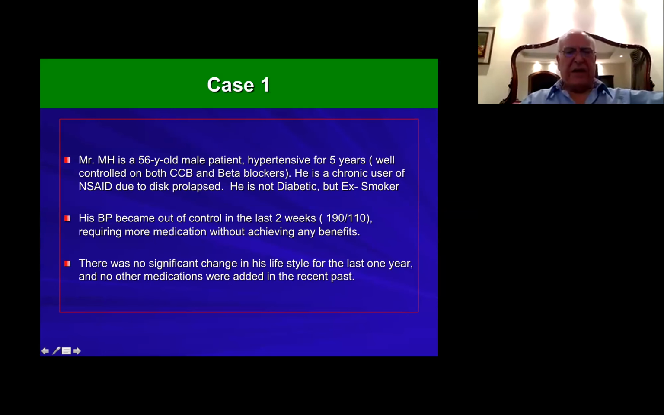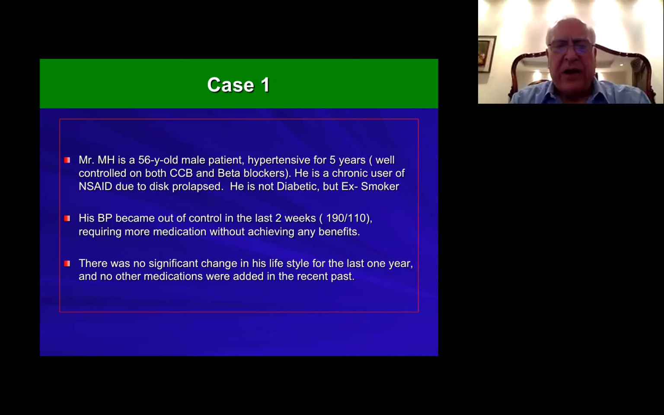Our patient is a 58-year-old gentleman, hypertensive for 5 years, well controlled on both a calcium channel blocking agent and beta blockers. He's a chronic user of non-steroidals due to this problem. He's not diabetic, but he's an ex-smoker. Blood pressure has been out of control in the last 2 weeks, 190/110, requiring more medication without achieving any benefit. There was no significant change in his lifestyle for the last year, and no other medication was added in the recent past.